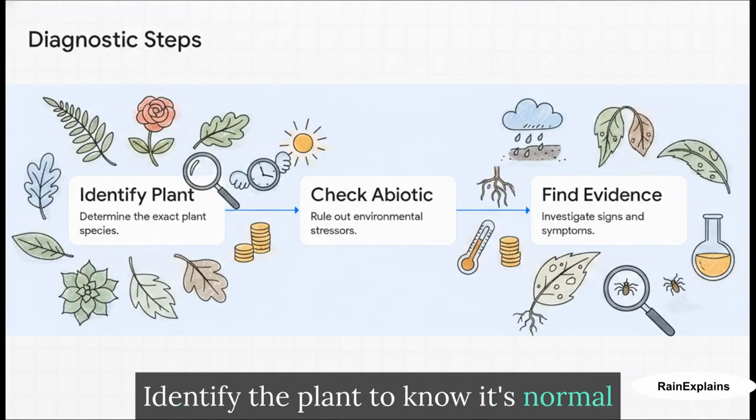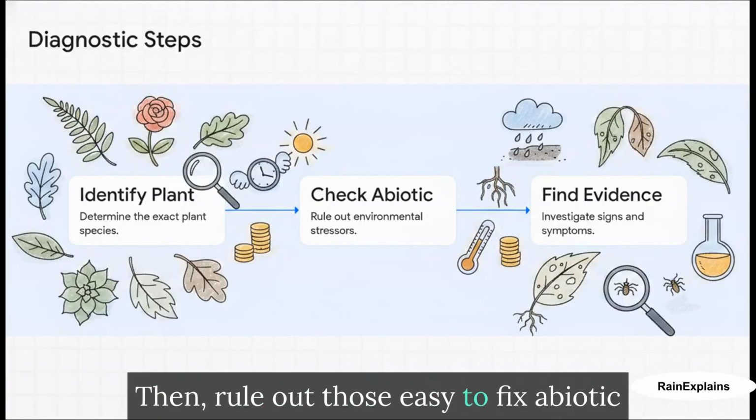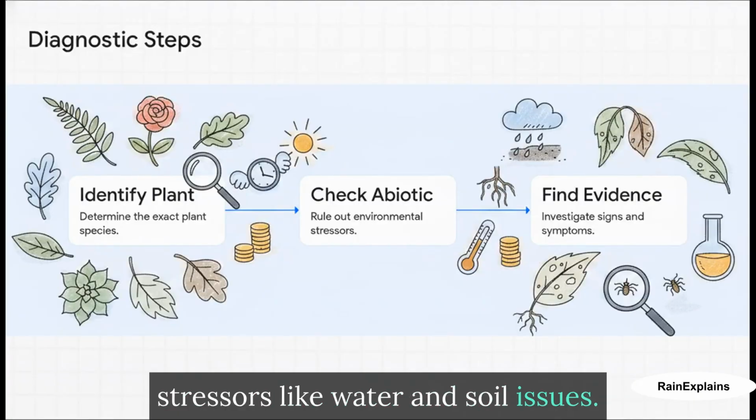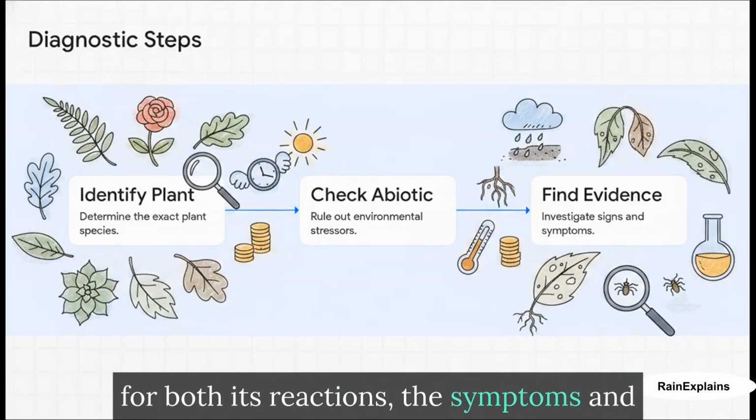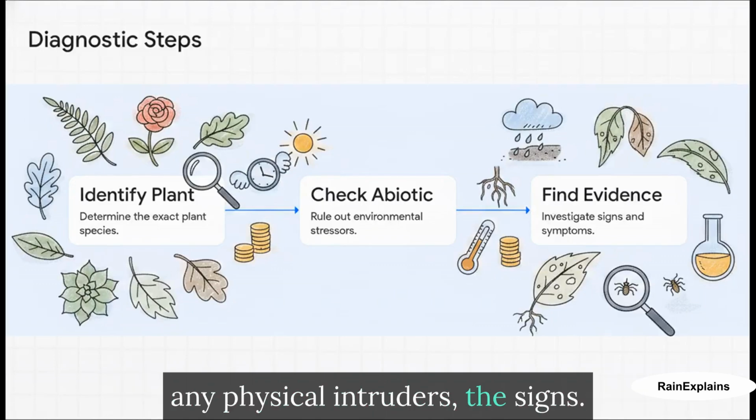Identify the plant to know its normal state. Then, rule out those easy-to-fix abiotic stressors like water and soil issues. And finally, closely investigate the plant for both its reactions, the symptoms, and any physical intruders, the signs.